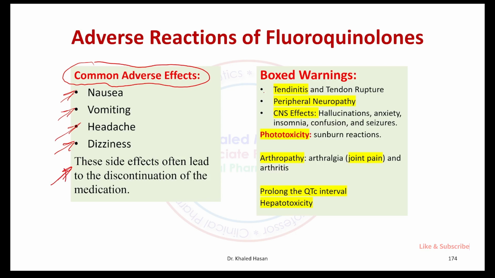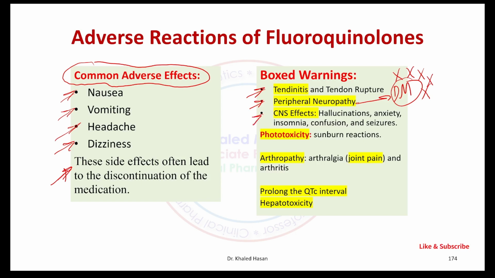This medication may cause tendonitis and tendon ruptures. This medication may cause peripheral neuropathy. We have to be careful here with patients who suffer from diabetes, because diabetes may be associated with peripheral neuropathy, and this group of medications may aggravate the peripheral neuropathy. So for this reason, we have to be careful not to use this medication in patients with diabetes mellitus because of the overlapping side effect.